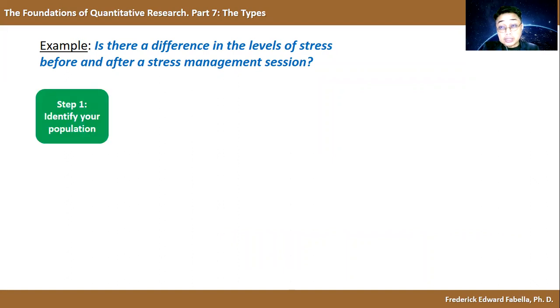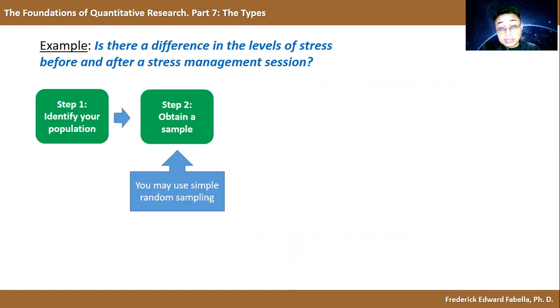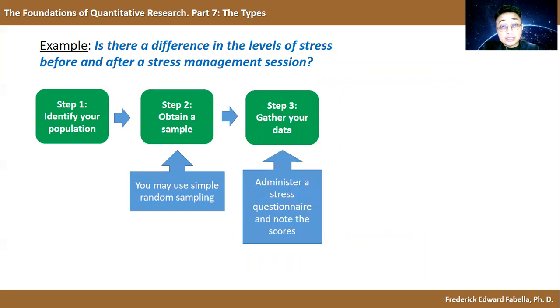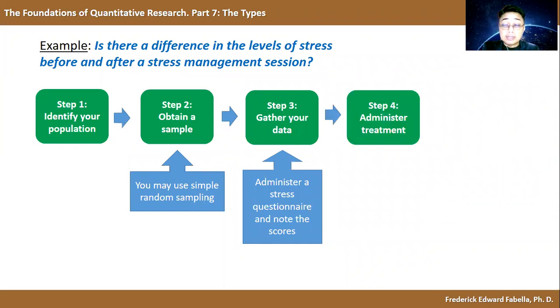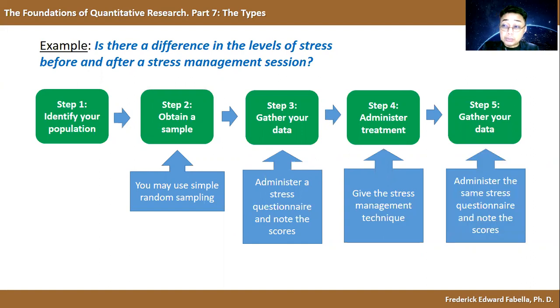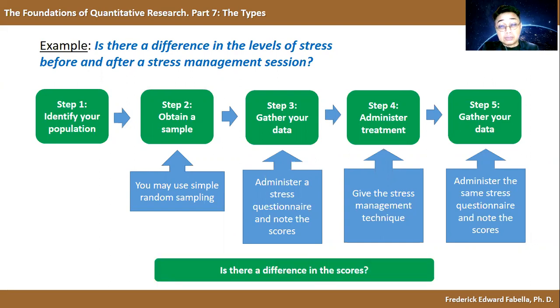First, you identify your population, then you obtain a sample. Of course, you again use a sampling technique, and then you gather your data. How do you do that? You administer a stress questionnaire and note the scores. Okay, so you give that test to your sample, and then after that, you administer the treatment. So, what is our treatment? It is the stress management technique. And then, after the stress management technique, you gather data again. You administer the same stress questionnaire and note the scores. And then you ask the question, is there a difference in the scores? Of course, you will need another form of statistical treatment to answer this question. Okay, so this is an example of pretest post-test design under quasi-experimental.